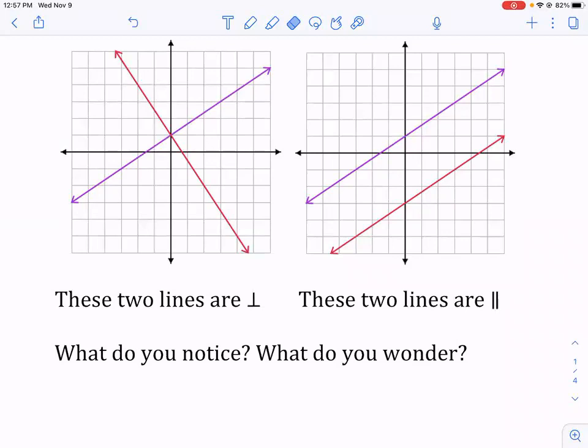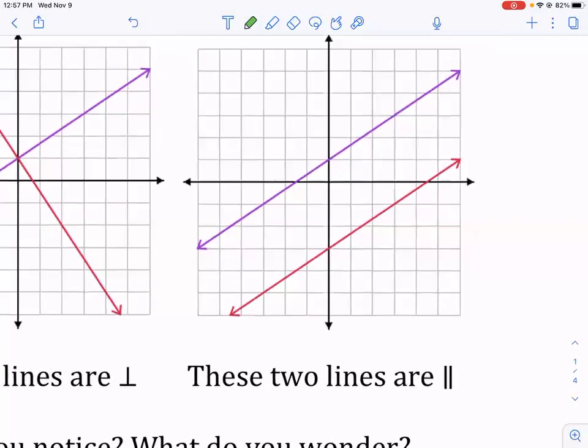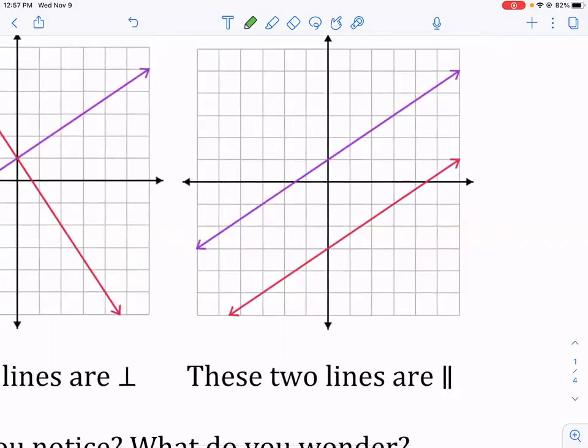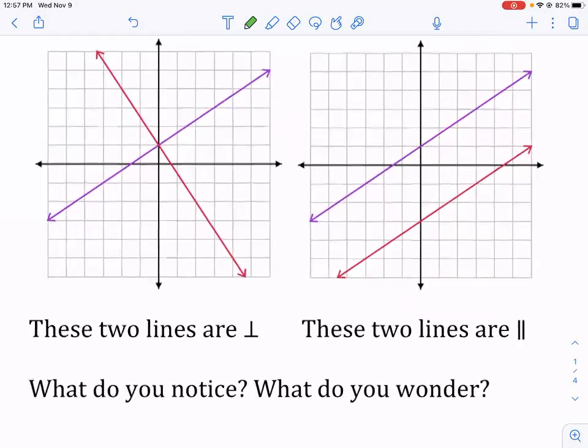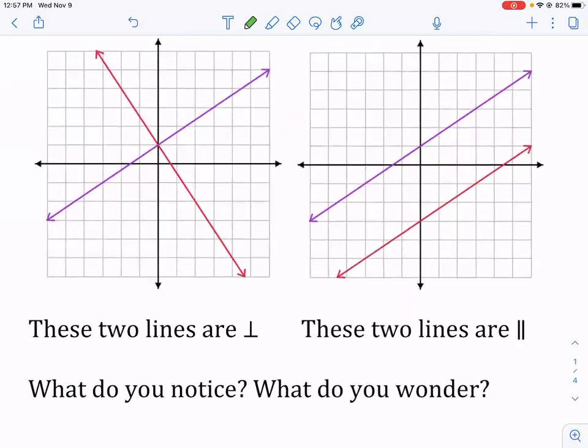Now that you've had a different conversation, what observations do you have, Amelia? Okay, so these were both positive. Do you think that if I had two parallel lines, could they both be negative? Yeah. Okay, over here, one was positive, one was negative. Anything more specific than that?